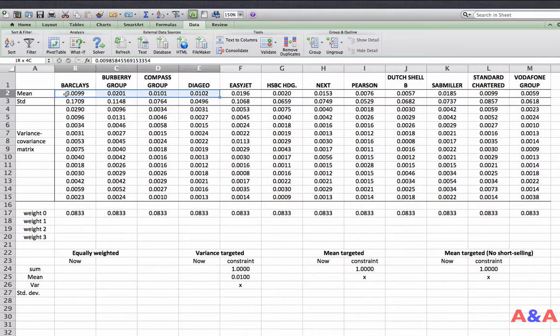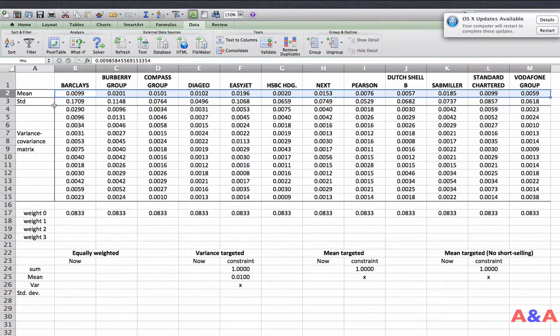This vector of expected returns is what we call the mu vector. So let me call this region mu. So I select this region and click on the name bar, typing mu. Now this region is called mu.